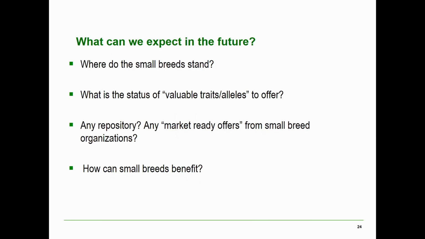So this is already my last slide here, coming back to livestock and coming back to small breeds. As I mentioned at the beginning of this talk, this is kind of an uncommon presentation. I don't have answers. What I have are a lot of questions, and I wanted to summarize these questions again here on this slide. So when it comes to small breeds, where do we stand? What is the status of these valuable traits or valuable alleles that the small breeds can offer? Which ones are these? How can we find them? How can we implement them?